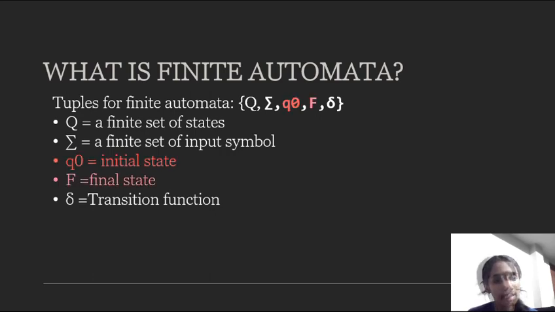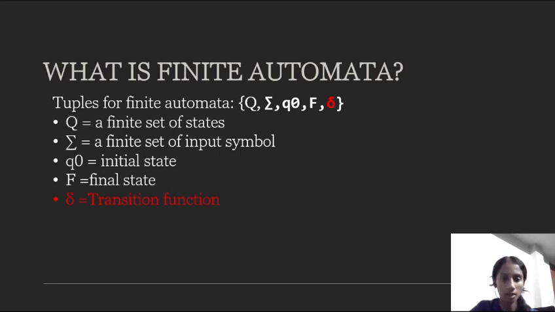F indicates the final state, and delta indicates the transition function. The transition function is nothing but when a particular input symbol is applied onto a state, it will tell you where the next transition should be.